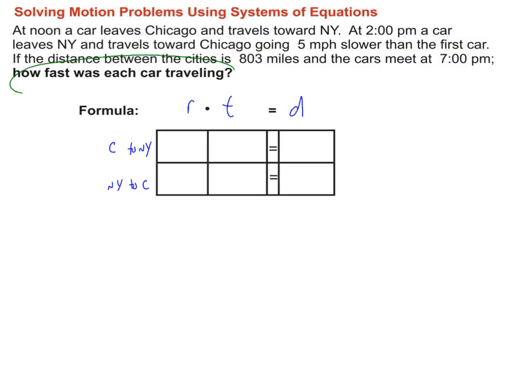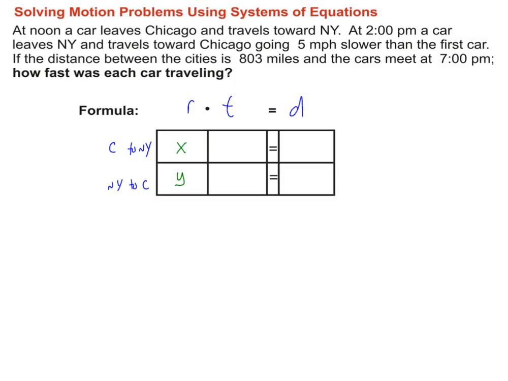This problem says, how fast was each car traveling? All right, how fast? Is that a rate? Is that a time? Is that a distance? And hopefully you say that's a rate. So X is the rate from Chicago to New York. Y is the rate from New York to Chicago. Fill in the variable column first. All right, you can do that. That's not hard. If it were time, it would ask you how long. If it were distance, it would ask you how far. And so fill in the variable column first.